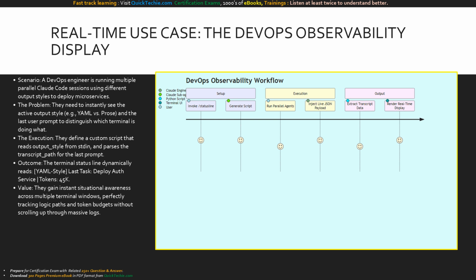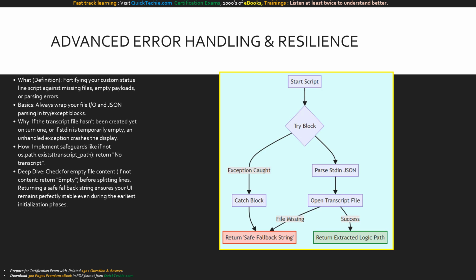This journey map highlights the seamless developer experience. During setup, the user simply invokes the /statusline command, and Claude's subagent generates the script. During execution, the user runs parallel agents while the Claude engine injects the live JSON payload. Finally, in the output phase, the Python script rapidly extracts the transcript data and renders the real-time display directly to the terminal UI. To build production-grade tools, we must focus on advanced error handling and resilience.